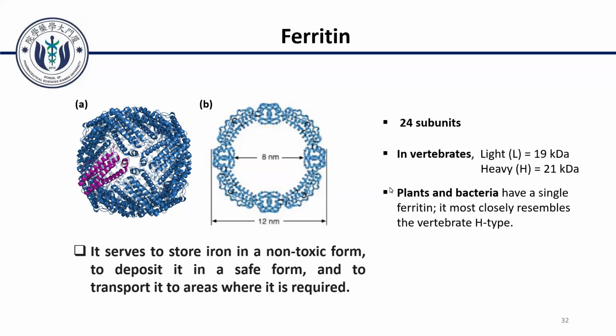This ferritin contains 24 subunits that form spherical cages with an external diameter of 12 or 14 nanometers and an inner diameter of 8 nanometers. And in this case, they have two types of protein, called light, which is smaller, and heavy, which is larger.